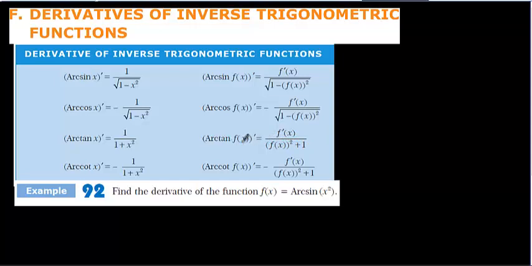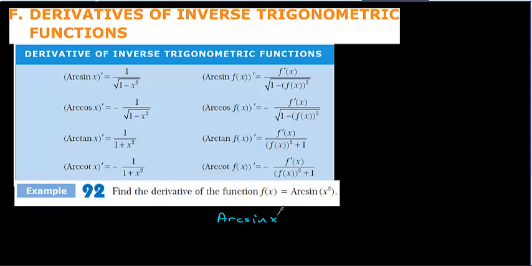And as I told you before, between arcsine and arccosine the difference is only the minus sign. Between arctangent and arccotangent, again it's going to be a minus sign. Here the formulas are the same, only we have a minus sign. And the first question is: find the derivative of arcsine x squared.